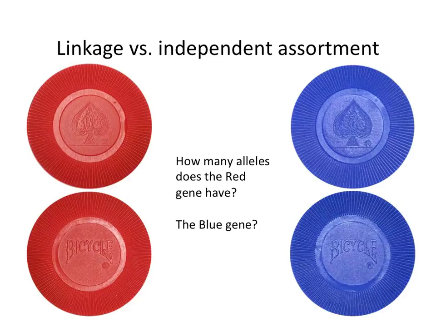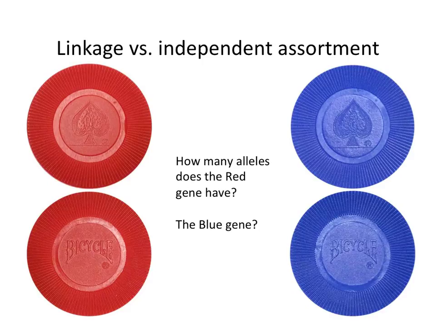I know they're not digital, but I brought my poker chips with me today. I've got 2 blue poker chips and I've got 2 red poker chips. So we're going to call red one gene and blue a second gene. We're dealing with 2 genes. How many alleles does each of these genes have? Well, they're shown up here.